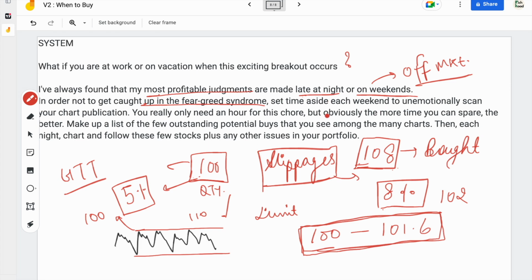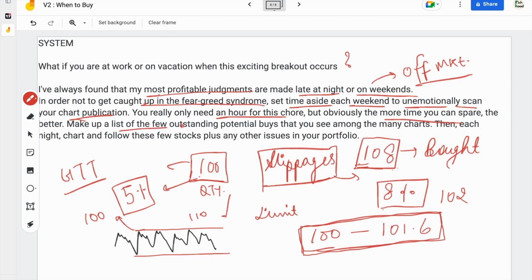He asks you to do this thing, right? Set time aside each weekend to unemotionally scan your chart publication. Basically, go through your scanners. And the scanners I've given to you, everything has been given, right? So follow this process. And he says you need an hour for this. But obviously, the more time you can spare, the better it is.